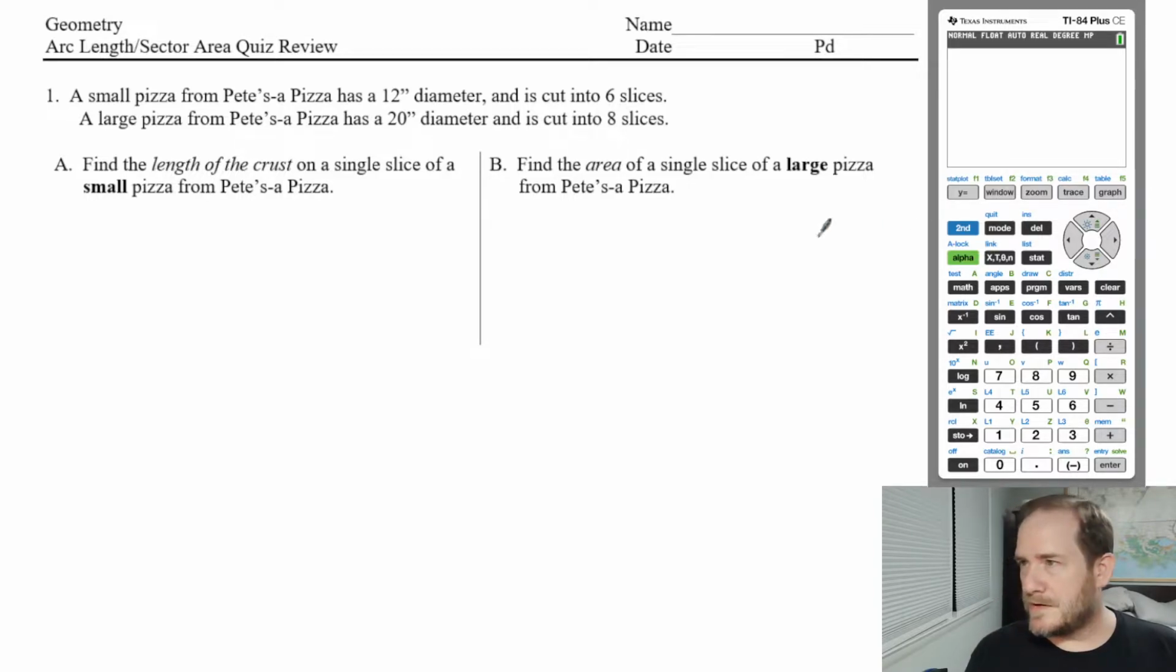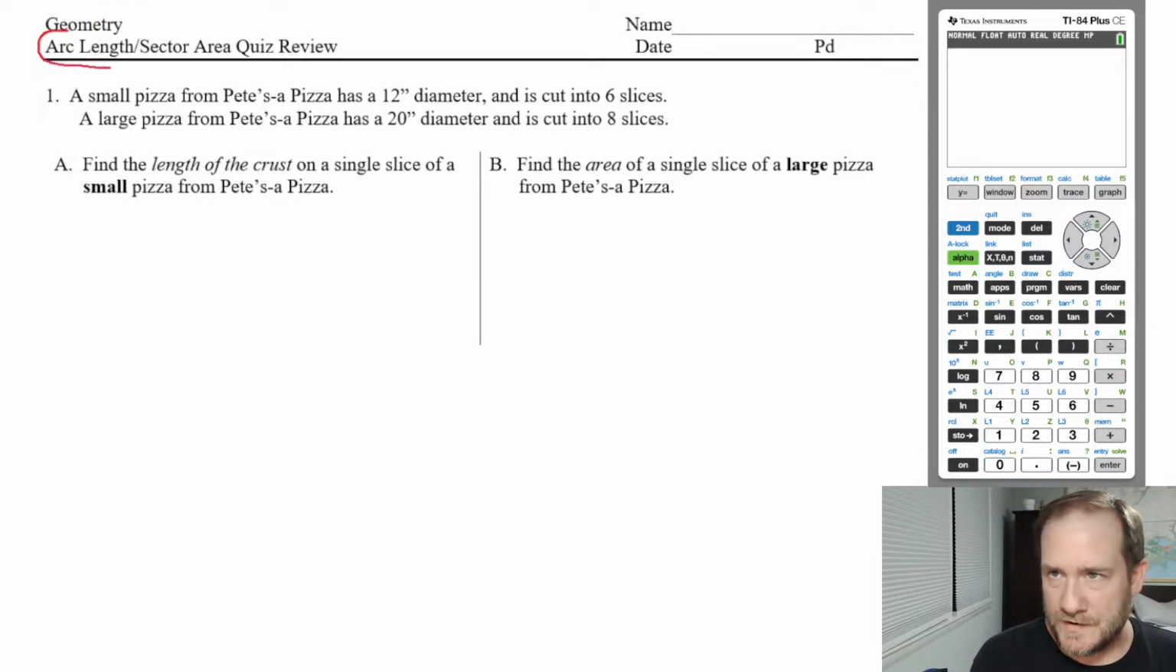Looking up here, you know that this quiz is basically about two things. It's about arc length and it's about the area of a sector. That's it. So the formulas are pretty straightforward.